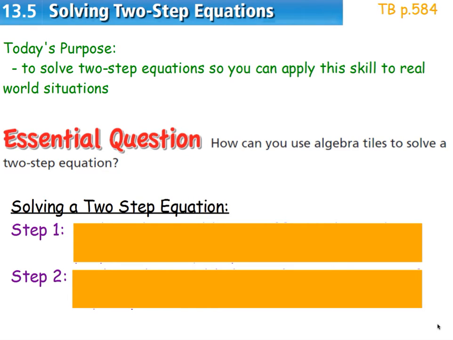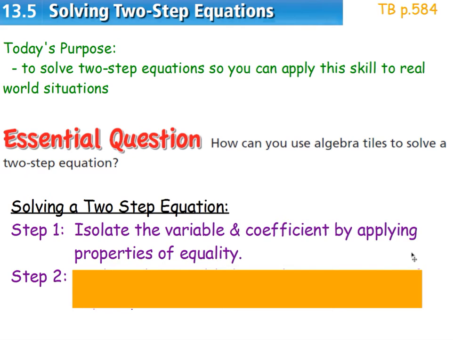Today we are going to complete lesson 13.5 on page 584. Our purpose today is to solve two-step equations so that you can apply this skill to real-world situations. The first thing we're going to talk about is how to actually solve a two-step equation.